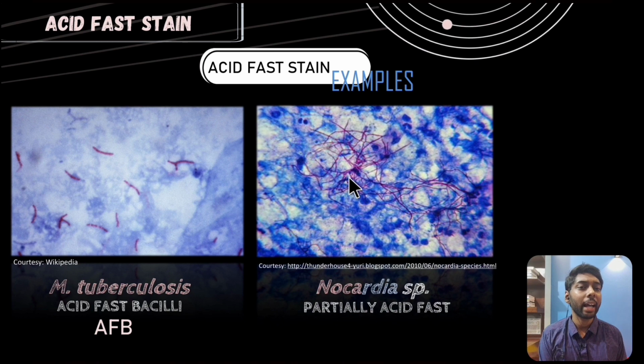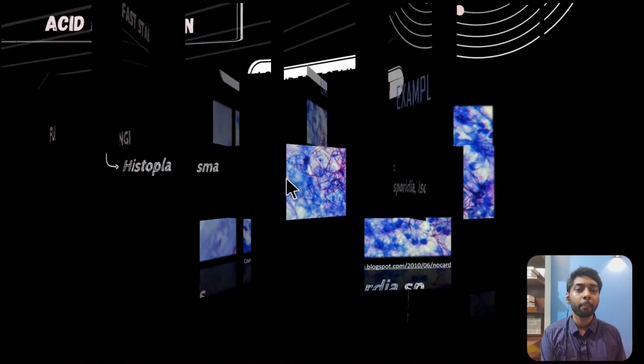They're not fully red. Some parts of them are blue and some parts of them are red. And if you ask why these bacteria look like fungal hyphae, it's because Nocardia along with Actinomyces, if you remember, are actually branching rods. They're not like usual bacteria. They're not cocci or bacilli. They're actually branching rods. That's why they look like fungal hyphae.